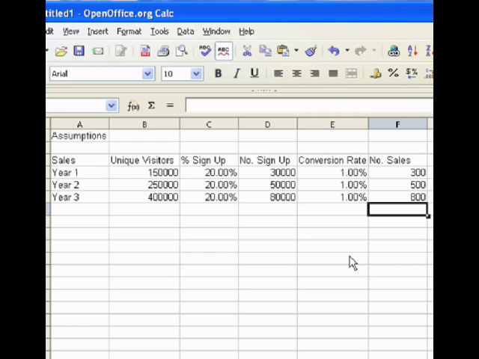We'll do the same for year 2 and 3. And now you can see that we can change our percentage sign up rate and our conversion rate, and this number of sales will change for each year. Because as you do this, you're doing a lot of testing and measuring, and you're getting better over time. So your business plan should reflect that.